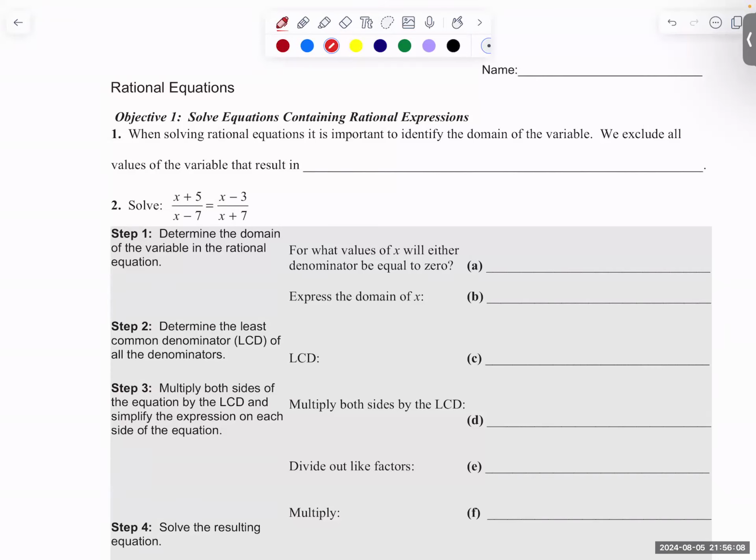Solving rational equations. These are equations containing rational expressions. When solving rational equations, it is important to identify the domain of the variable, which means the values that are possible for the variable, and we exclude all values of the variable that result in division by zero, since division by zero is undefined.